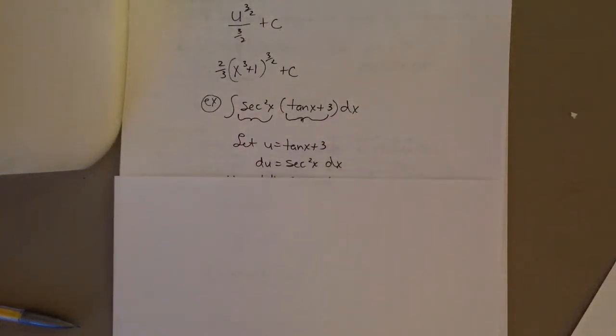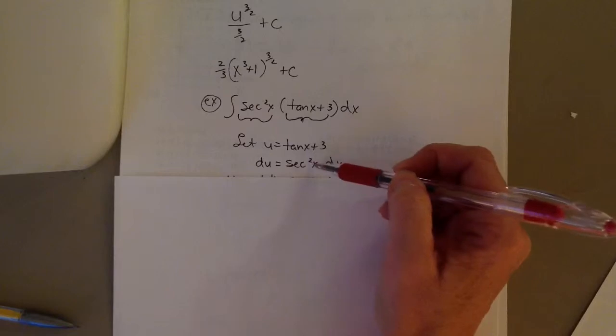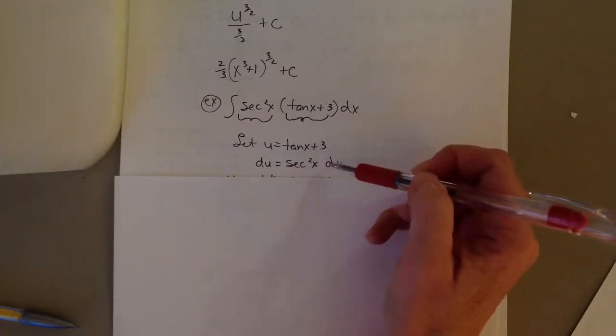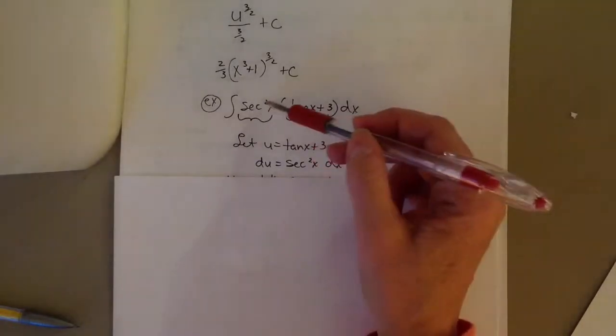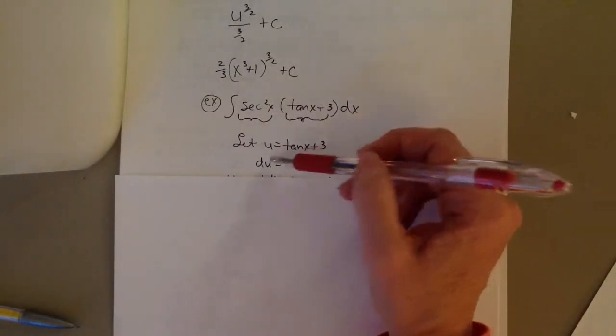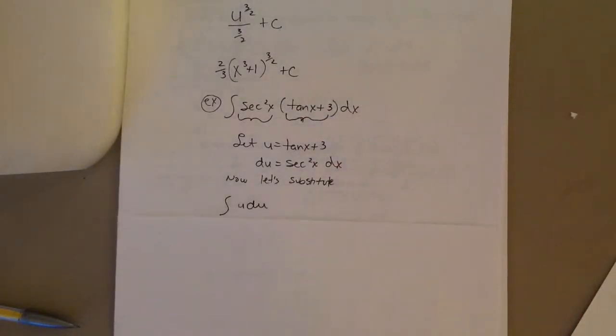When I take the derivative of both sides, that's du. Tangent of x becomes secant squared x, and the derivative of 3 is just 0, times dx. So now I'm going to substitute this secant squared x times dx with the du, and this whole thing will become u. So now it's just the antiderivative of u times du, which is u squared over 2 plus c. I go back and resubstitute, that's 1/2 times tangent x plus 3 quantity squared plus c.